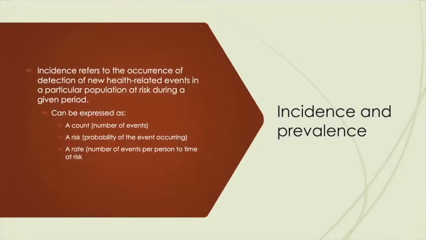Incidence and prevalence. Incidence refers to the occurrence or detection of new health-related events in a particular population at risk during a given period. It can be expressed as a count, the number of people diagnosed with chronic kidney disease, a risk, the probability of people being diagnosed with kidney disease, and a rate, which is the number of people diagnosed with kidney disease per person-time at risk for it.